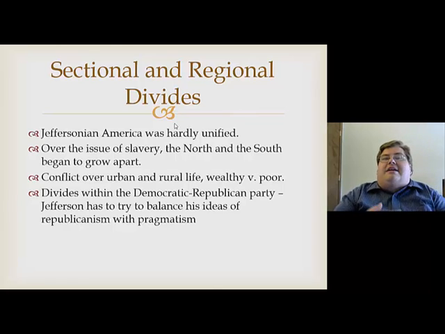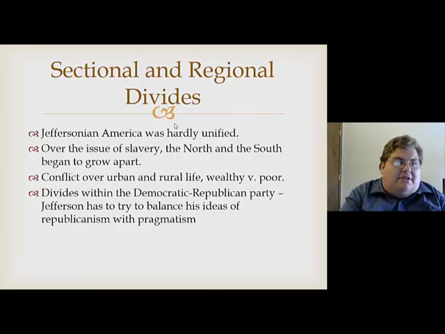What we're going to see is the United States might have come together under Washington and might have come together with the Constitution. But by, say, 1809, when James Madison takes over as president, we're going to see the nation is really divided. And we're going to see two huge divides, one political and one sectional.